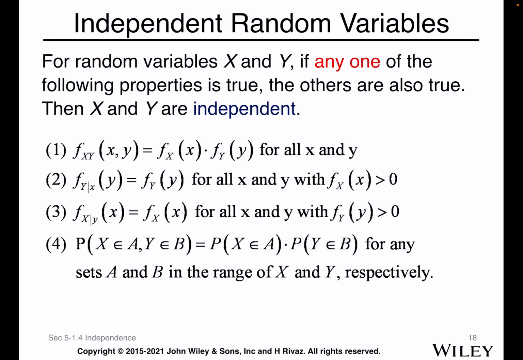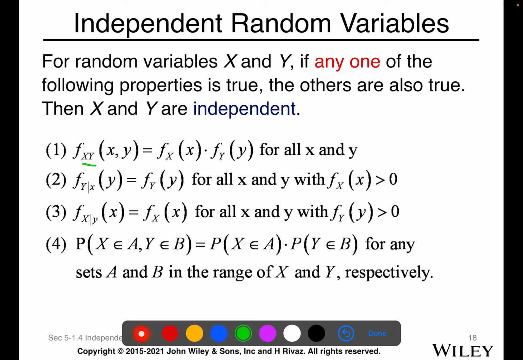Okay. Now, the next concept that we introduce is the concept of independent random variables, right? In fact, it's quite similar to what we saw before. So here we have the joint PDF, f of x and y. And if x and y are independent, then the joint PDF is the multiplication of the marginal over x and the marginal over y, right?